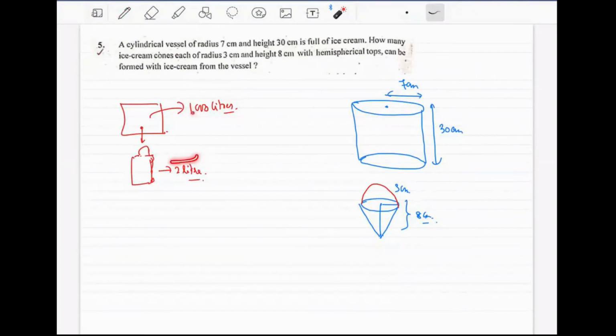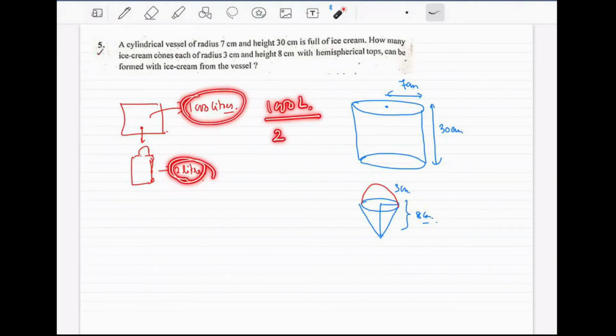Simple, you have to divide them, right? The volume of the big tank, 1000 liters. The volume of the small bottle, 2 liters. We will cancel them, we get 500. So from the large tank of 1000 liters, we can fill 500 bottles of capacity 2 liter.